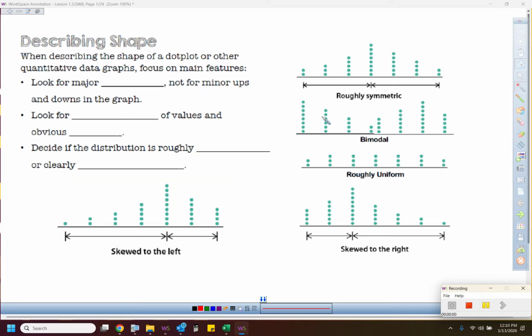It's a bunch of different dot plots, like you saw on our activity graphs. I think dot plot showed up. So the first thing is to look for major peaks. Look for some major peaks, not some minor ups and downs, but major ones.